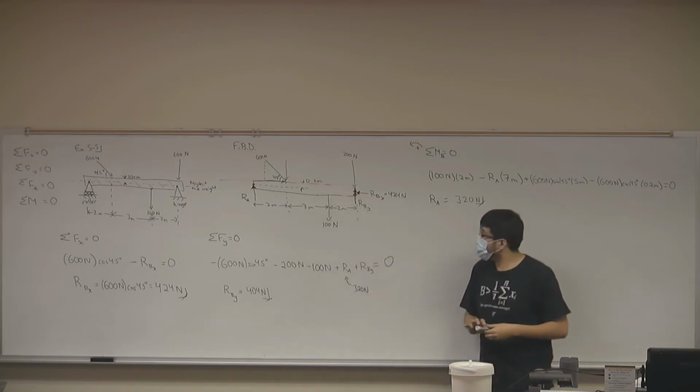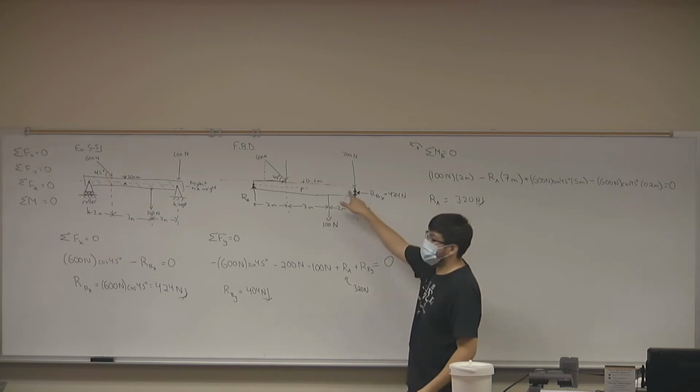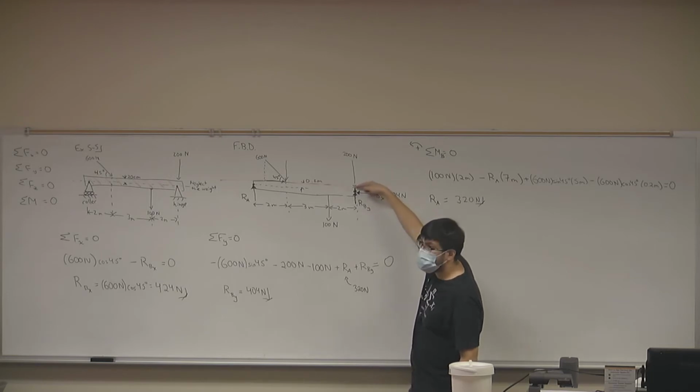Okay? The reason I chose my point at the center is so that it intersects with this RBX and we can take it out of the equation. I could have easily chosen my point up here, but then I would have had to consider my RBX.